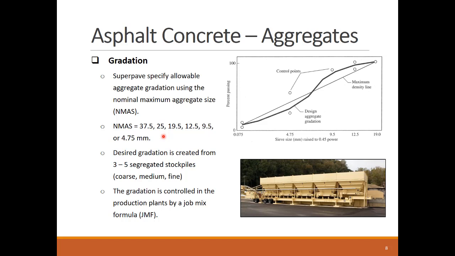In asphalt plants, the aggregate gradation requirement is achieved by mixing aggregates from 3 to 5 segregated stockpiles that follow a coarse, medium, and fine classification of the aggregates. The aggregate proportions from these stockpiles are determined to create a job mix formula that's followed during the asphalt mixing.